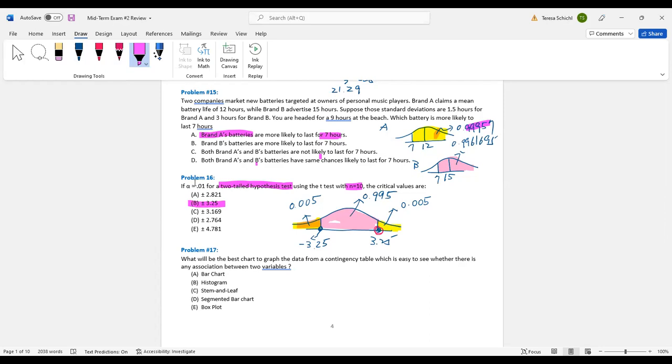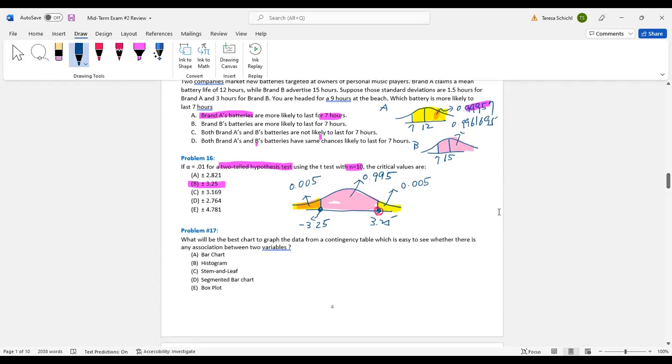Okay, so last problem for this video here. They say, what will be the best chart to graph the data of a contingency table, easy to see if there is any association between the two variables here? So we know the contingency table is something like this. You have variable number 1, variable number 2 here, right? So which chart is the best to compare? The answer here is a segmented bar chart.